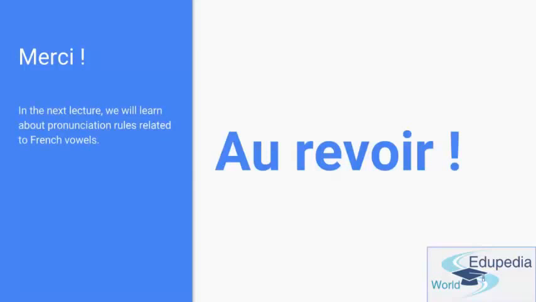In the next lecture, we will learn about pronunciation rules related to French vowels specifically, because, as I said, there are accents or there are other letters which might change the pronunciation of vowels. We will also review basics about vowels and accents that we covered in this lecture. And we will see examples of many words so we can see the pronunciation of a combination of letters with specific examples.